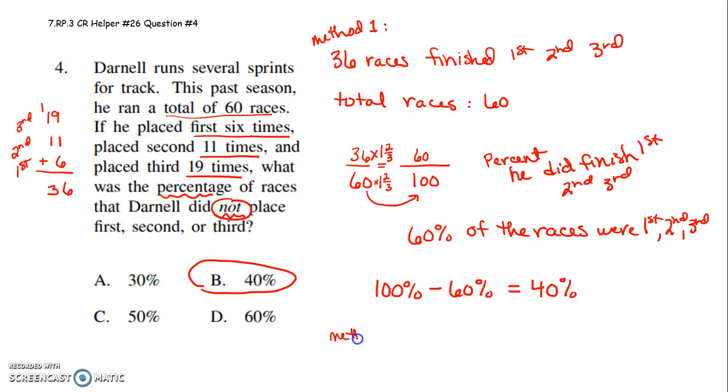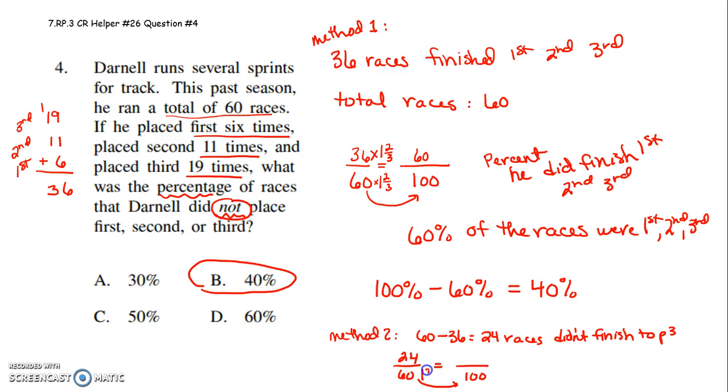So for method 2, what I could have chosen to do was subtract right from the beginning, and I could have done 60 minus 36 to get the number of races he didn't finish first, second, or third, so 24. So 24 races didn't finish in the top 3, first, second, or third. So then I would do 24 out of 60 is how much out of 100?